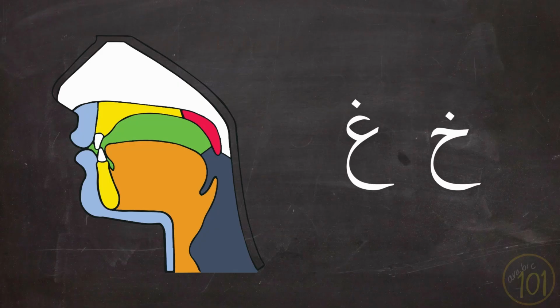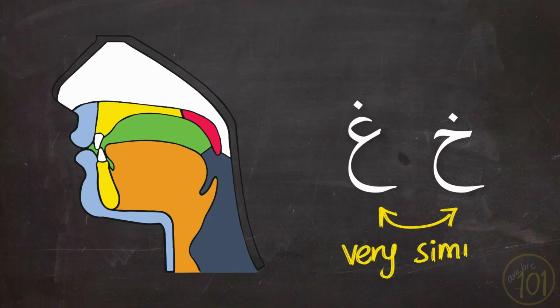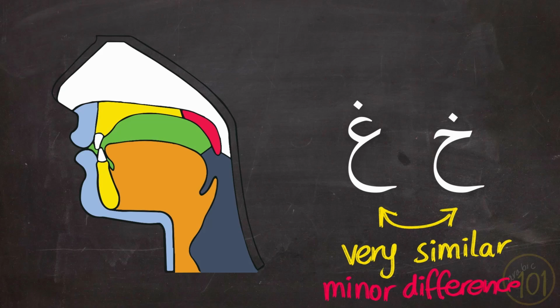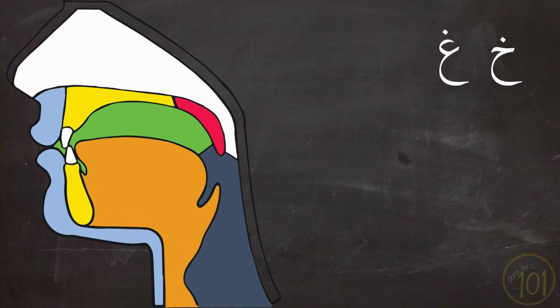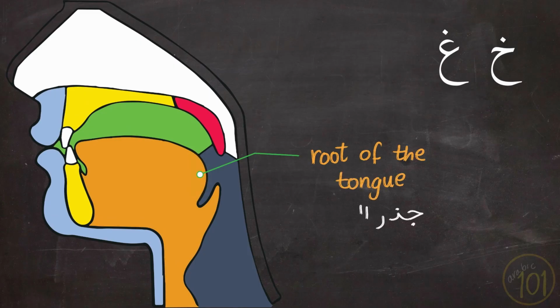The letters ghain and kha are almost identical in how they are produced, with very minor differences. Both of these letters make use of the movement of two articulators, or pronunciation organs. First, we make use of the root of the tongue, which is the farthest area of the tongue. Second, we also use the soft palate, that soft part, which is not bony, located at the furthest area of the roof of the mouth. Both kha and ghain need these two organs to be properly produced.